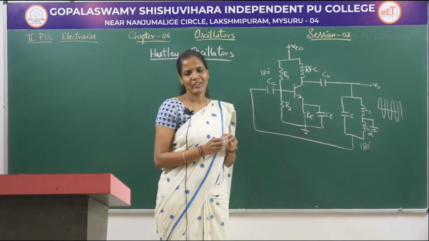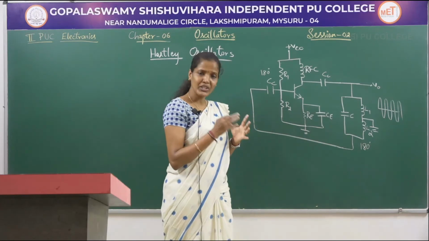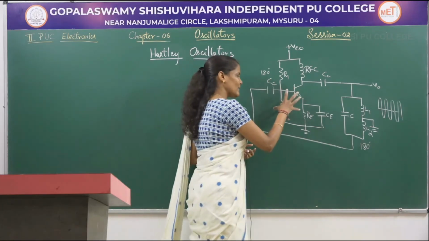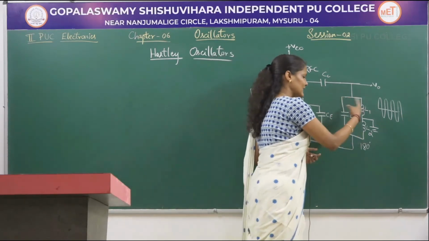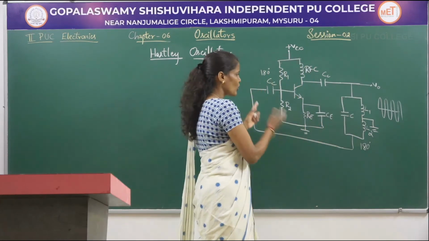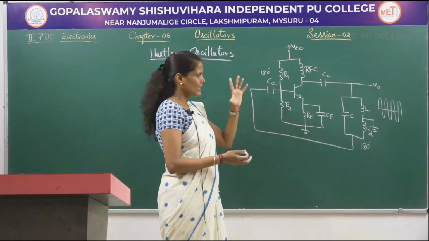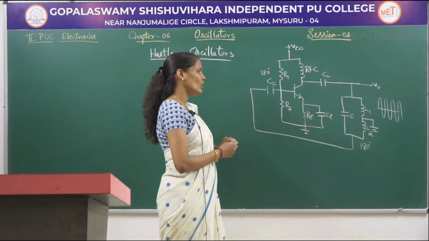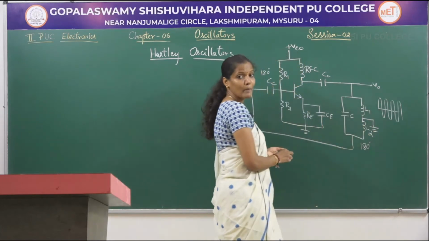According to Barkhausen's criteria, we have to make sure that the overall phase shift is 360 degrees. This amplifier will produce a phase shift of 180 degrees, whereas this tank circuit will produce a phase shift of 180 degrees. So totally we will have a 360 degree overall phase shift. Like this, the Hartley oscillator works, where the capacitor and these two inductors play a major role.